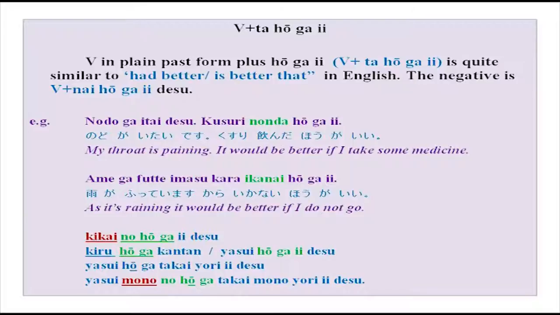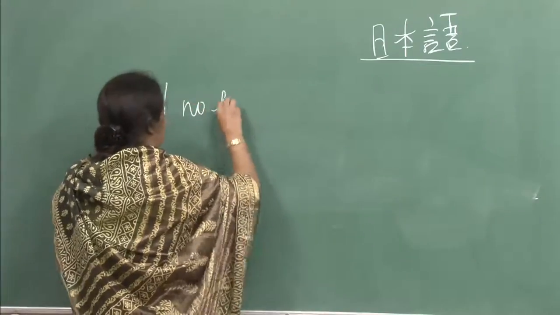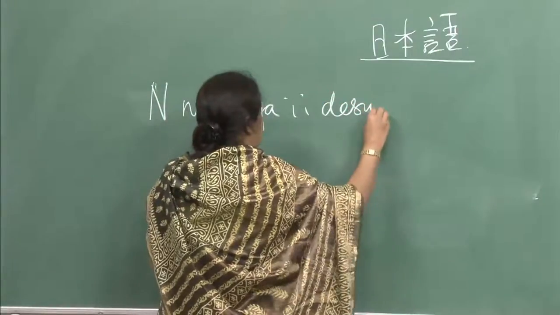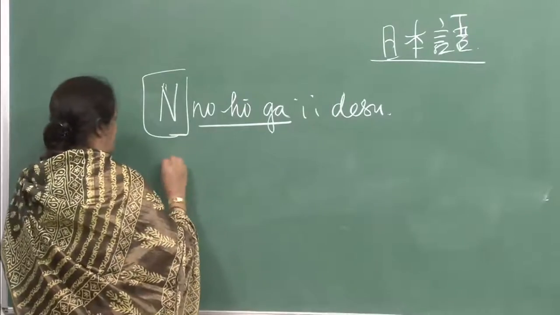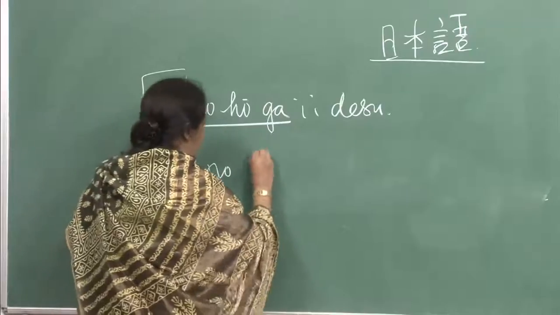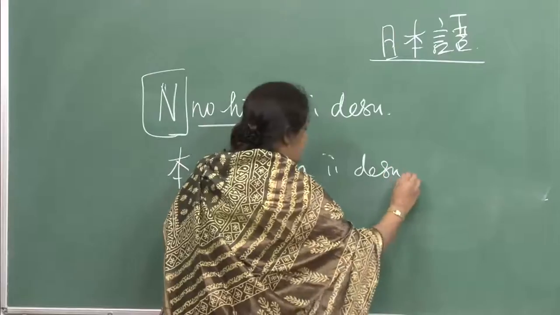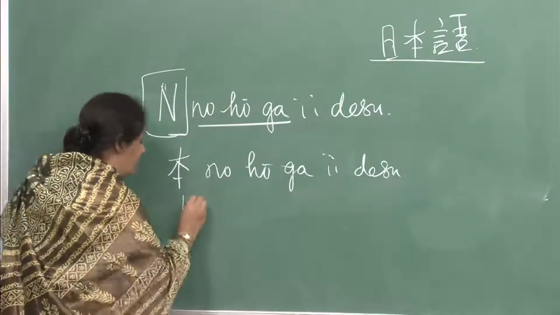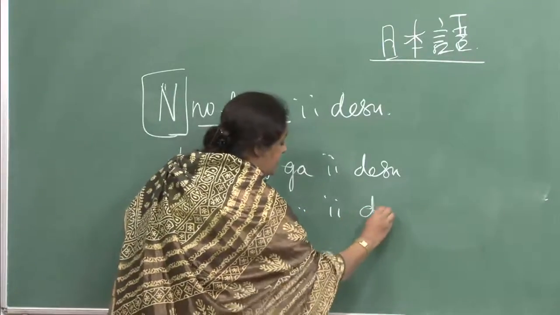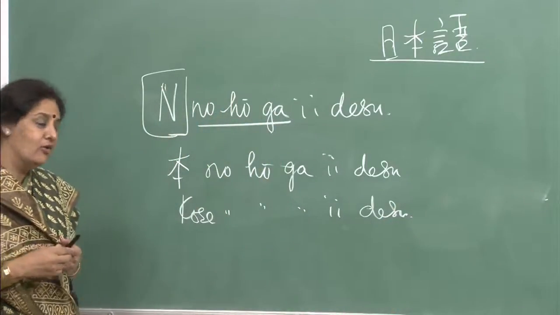Now, we have in our exercise earlier something that was underlined. That is exactly what is given here. You can see on your slide here, kikai no hou ga ii desu, kiru hou ga ii desu, yasui hou ga ii desu. So what is it? Noun no hou ga ii desu. So when you are using hou ga ii desu, then with noun it is no hou ga ii desu. Hon, hon no hou ga ii desu. If I show you two watches, well, dochira no hou ga ii desu ka? Kore no hou ga ii desu. So with noun, it is no hou ga ii desu.